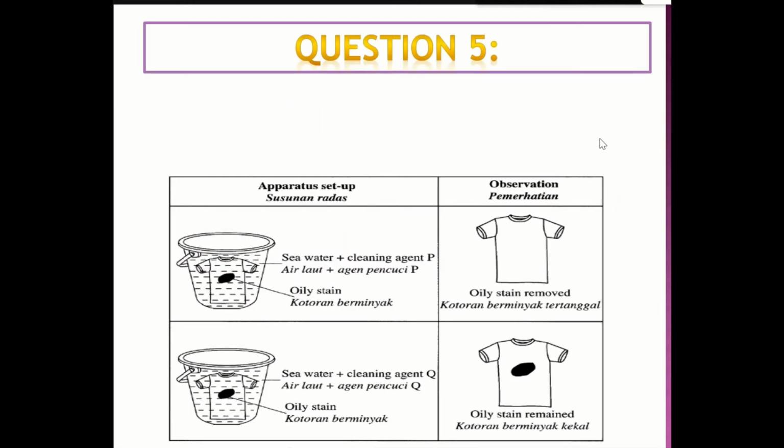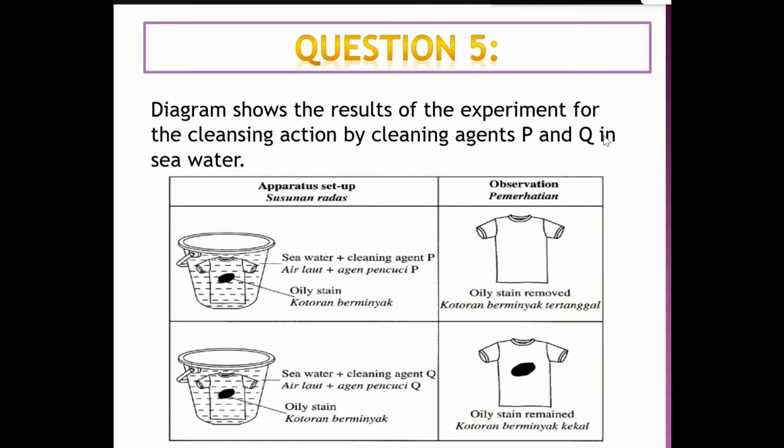Okay, this is actually a past year question, from last year, and I want to point out the interesting part. Here it shows the two cleaning agents, P and Q, in seawater. Based on this diagram, which one is more effective? Then you will tell me, okay, P is more effective because the oily stain is removed. But the cleaning agent Q is less effective because the oily stain still remains, right? Then the question here is, what is the seawater? Students only study soft water, students only study hard water. So how about the seawater here? Seawater is an example of hard water. Seawater contains magnesium ion and calcium ion.